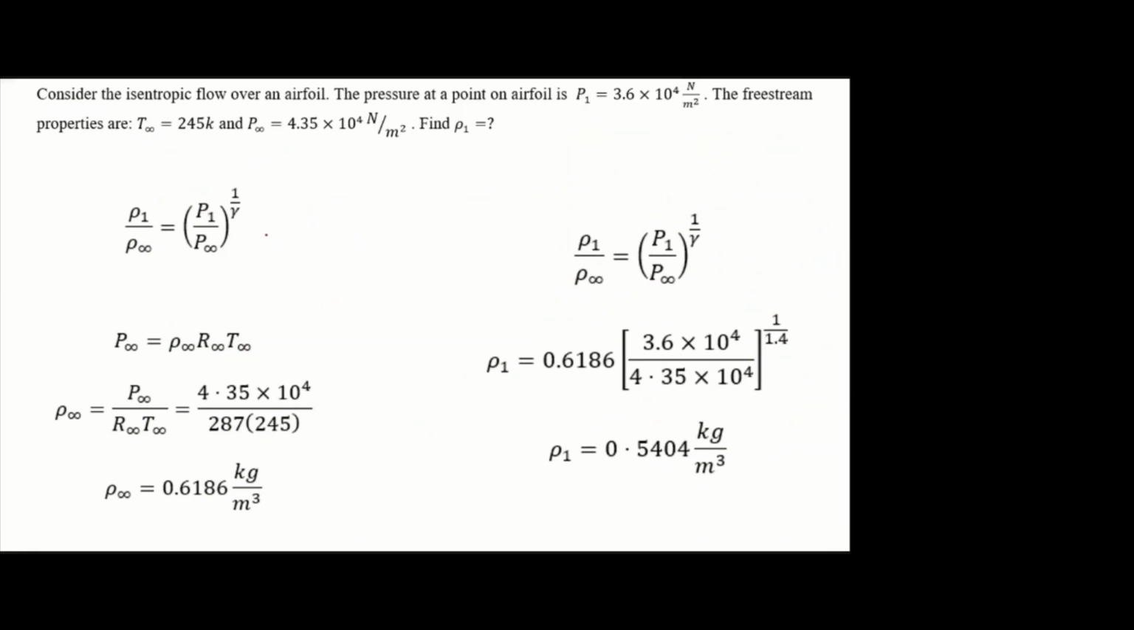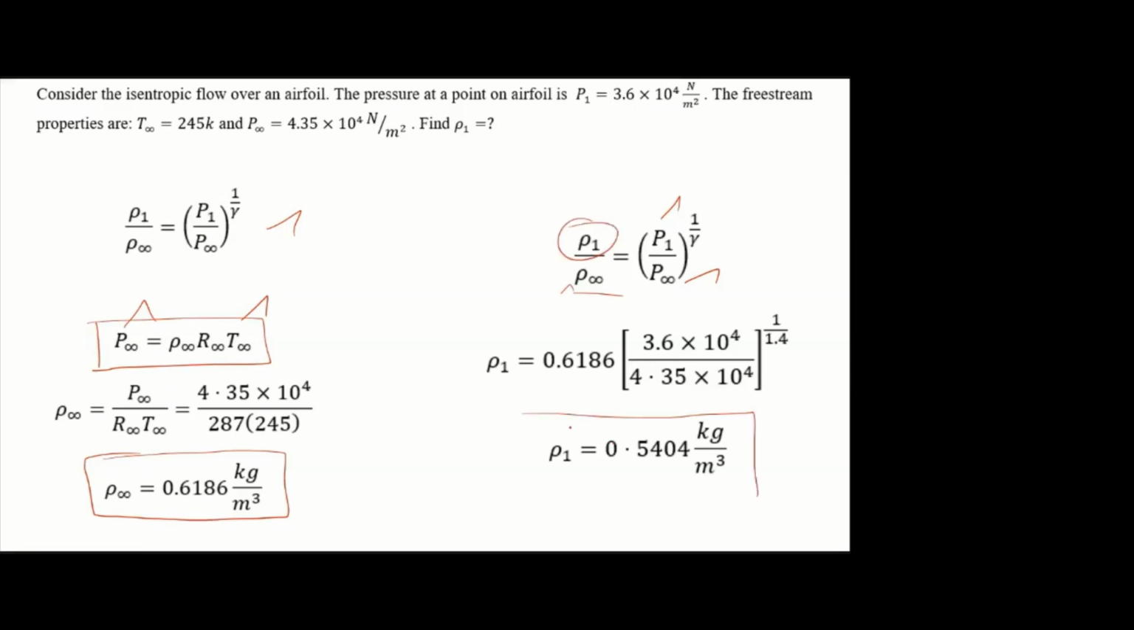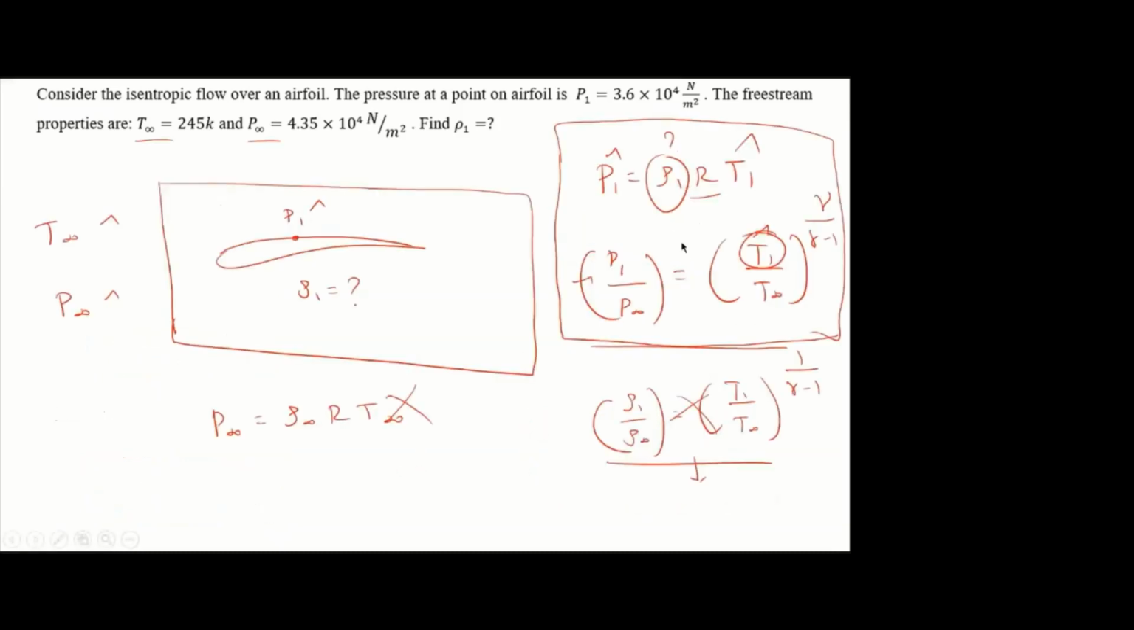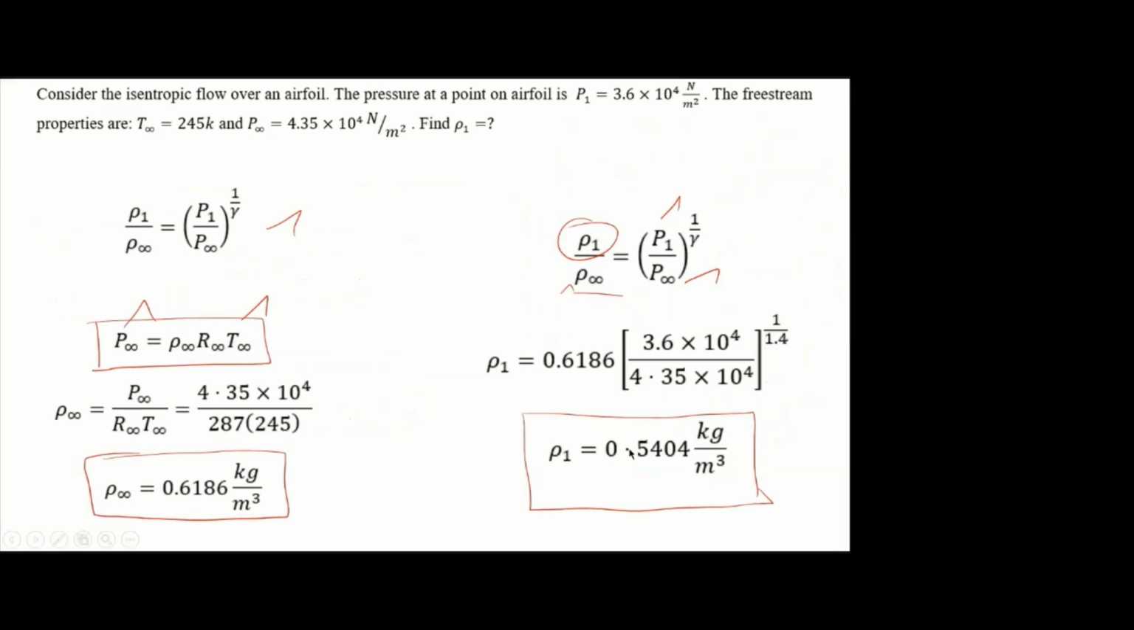So they have taken first the density and pressure relation, and using the ideal gas law, we know P infinity, T infinity, and the R value is also known. From that they found rho infinity. Then they substituted here. P1, P infinity is given, rho infinity we just found. From that they are finding rho 1 as 0.5404 kg per meter cube. Later, if you want, using these steps you can also verify this result.